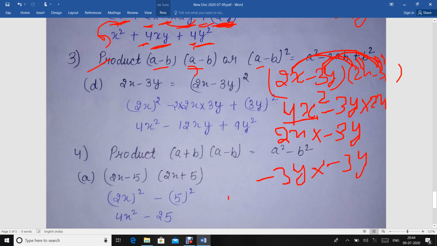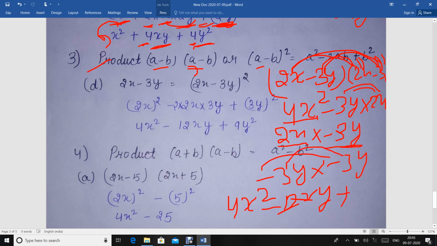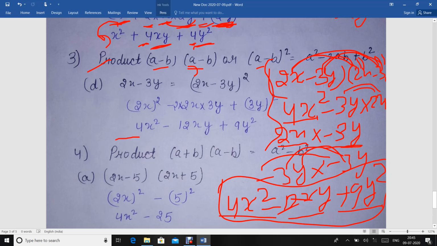You will get 4x square, minus 3y into 2x is minus 6xy. Similarly, 2x into minus 3y is minus 6xy. Minus 6xy minus 6xy is equal to minus 12xy. Then minus into minus is plus, 3 into 3 is 9, y into y is y square. When you multiply it simply, you get the same answer: 4x square minus 12xy plus 9y square.